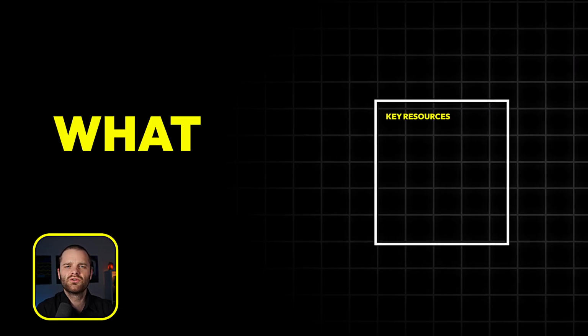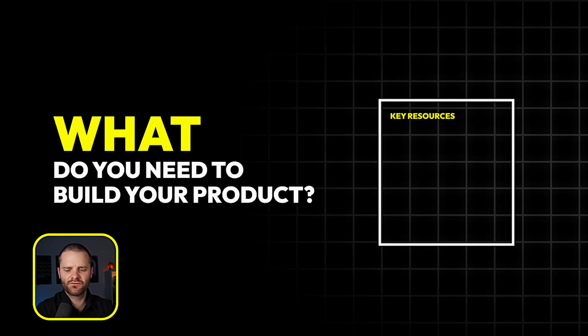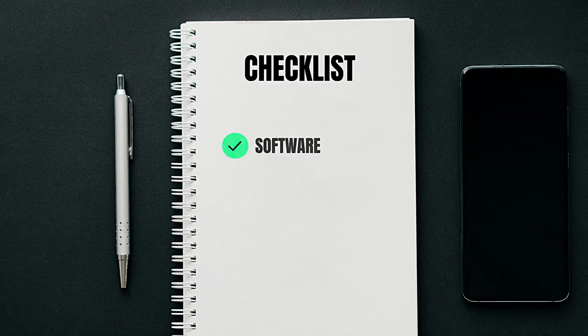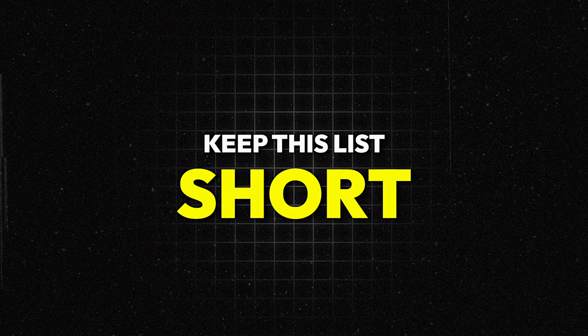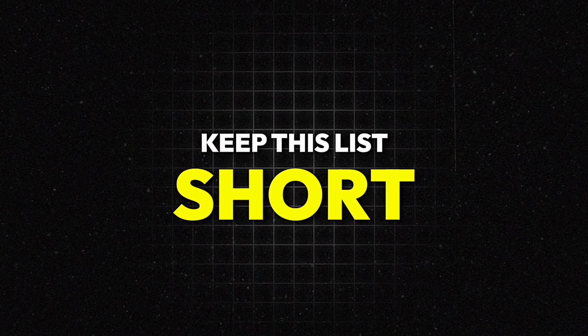Everybody wins. Number 6, key resources. What do you need to build your product? For Buffer, it was pretty simple: the scheduling software, and the servers. That's it. Now, remember this, keep this list short. The fewer things you need, the easier it is to run your startup, and the more mistakes you can make.